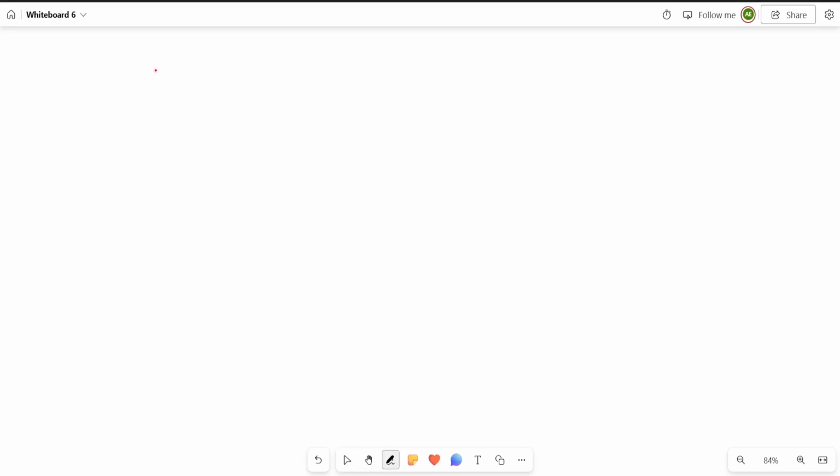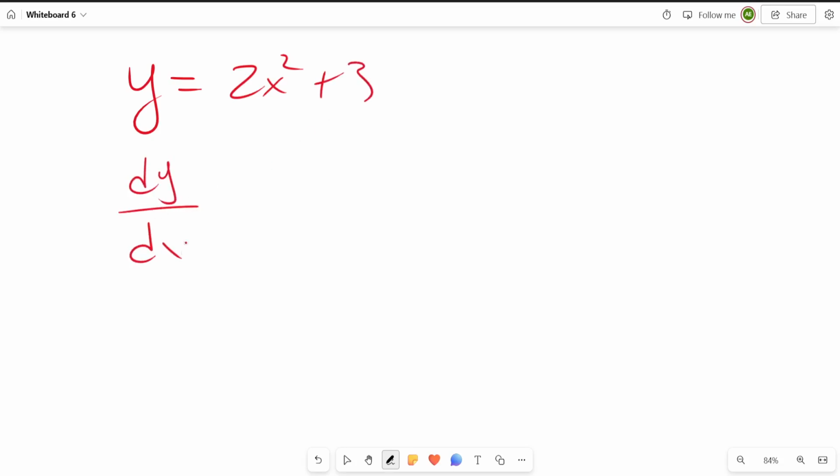Let's start by saying we have a function y equals 2x squared plus 3, and I want to get the differentiation. It's basically dy by dx is going to be 4x plus the differentiation of 3, which is 0, so it's 4x. This is an example of explicit differentiation.